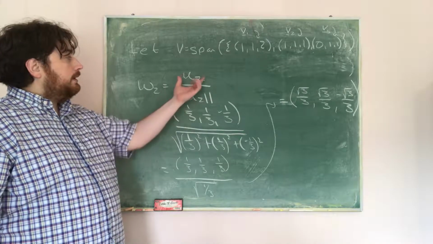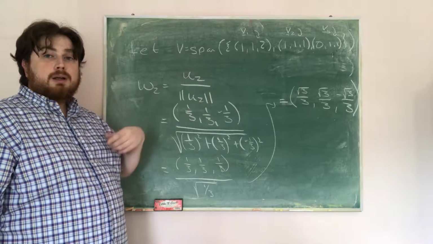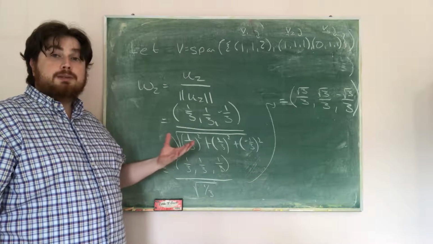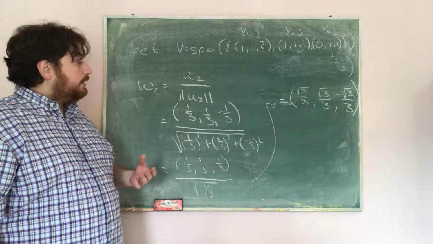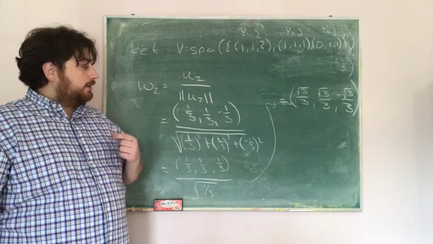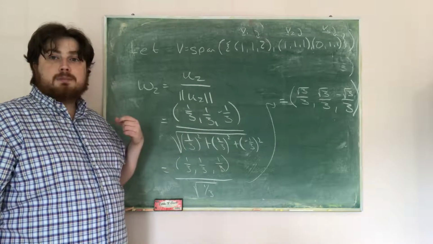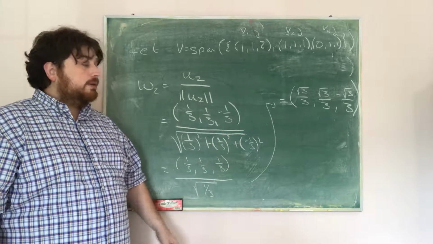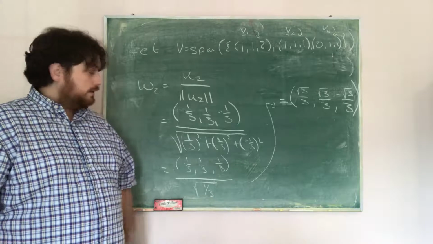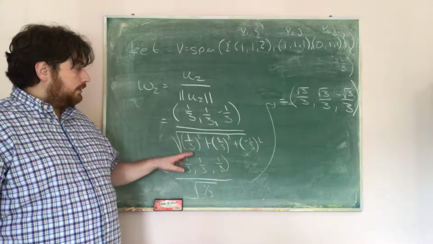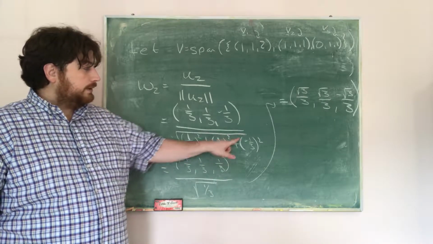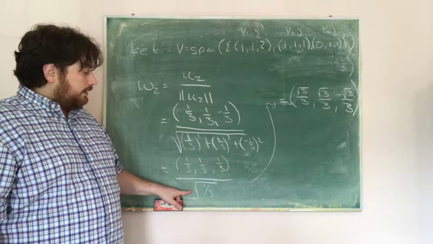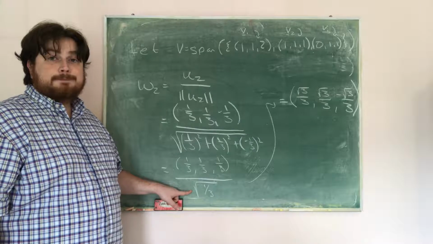So I'm going to take the U2 that I found and divide by the norm of U2 so I can get a vector in the same direction, which is a unit vector. So I'm going to take 1/3, 1/3, negative 1/3 and divide by its norm. That's just going to be 1/3 squared plus 1/3 squared plus negative 1/3 squared, and then take the square root. 1/9 plus 1/9 plus 1/9 is indeed 1/3. So we get that the norm is just the square root of 1/3.